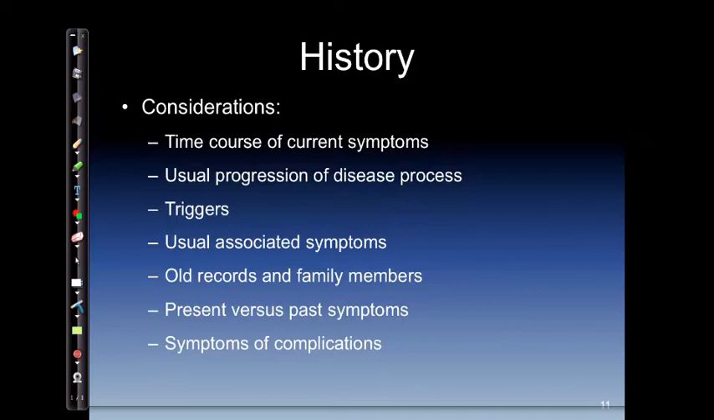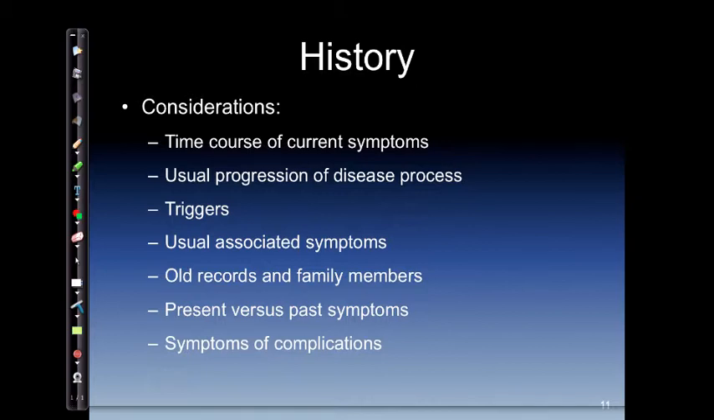History and considerations: time course of the current symptoms, or the onset and duration, and the usual progression of the disease. If a person has had allergies in the past and has had the same allergy, they ought to be a good historian of this. What actually triggers the onset of symptoms, and the usual associated symptoms that occur with this. So an example of this: I accidentally ate some shellfish. The last time it occurred, it swelled my tongue up and they had to put in a surgical airway.